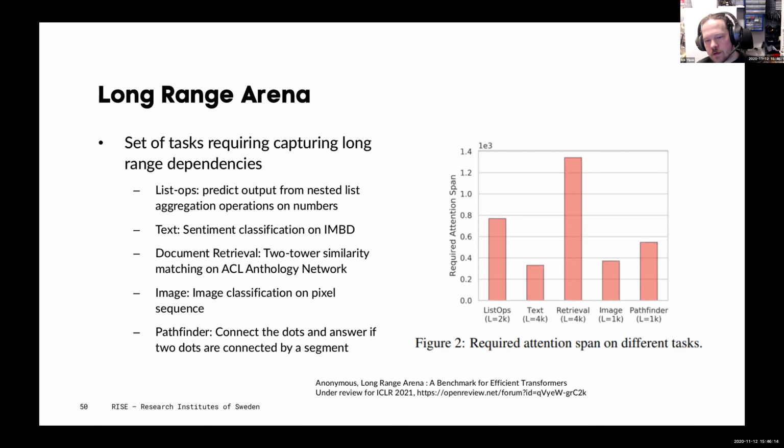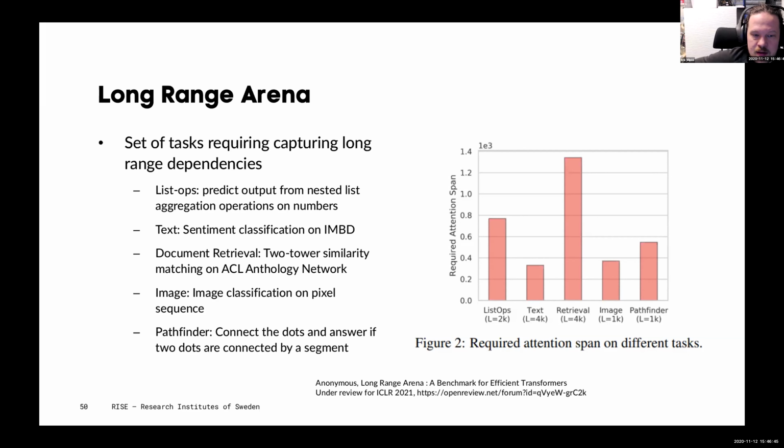They have a set of tasks. One is called ListOps, which is essentially you have a nested list, or list of lists of lists, and for each list you perform some kind of reduction operation, like mean or sum or median. So think of it as kind of a Lisp program with only these simple reduction operators, and then the model is supposed to, for these very long lists, predict what the actual result is.